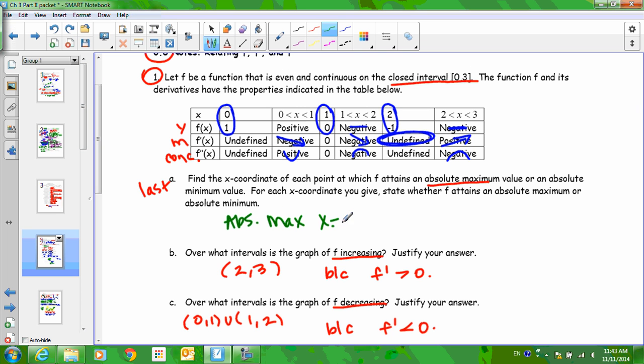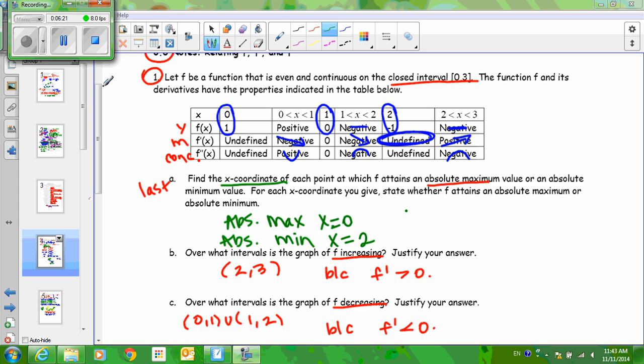Now I know normally we write the y value when we're talking about absolute extrema, but here we're not going to write the y value. We could, but it only asks for the x coordinate, so that's all you need to write. And on other problems, finding the y coordinate isn't even possible.